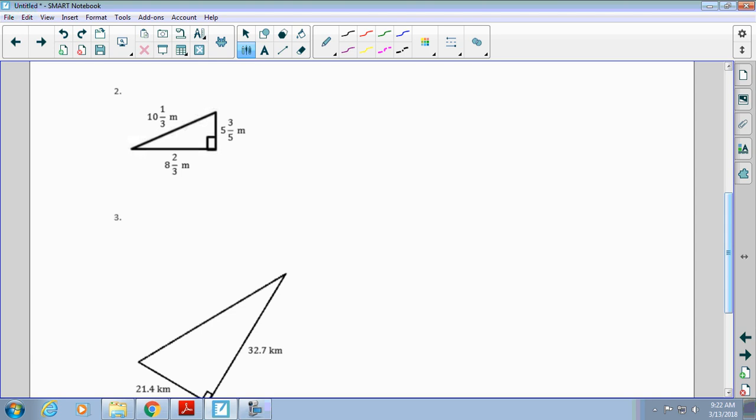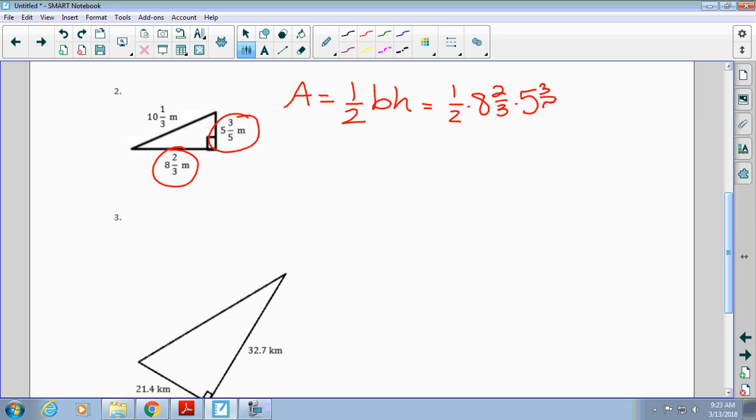All right. Elijah. 8 and 2/3 and 5 and 3/5. Very good. Again, looking for that set of perpendicular lines. All right, so area equals 1/2 B times H. Let's plug in. We have 1/2. The base is 8 and 2/3 times 5 and 3/5.